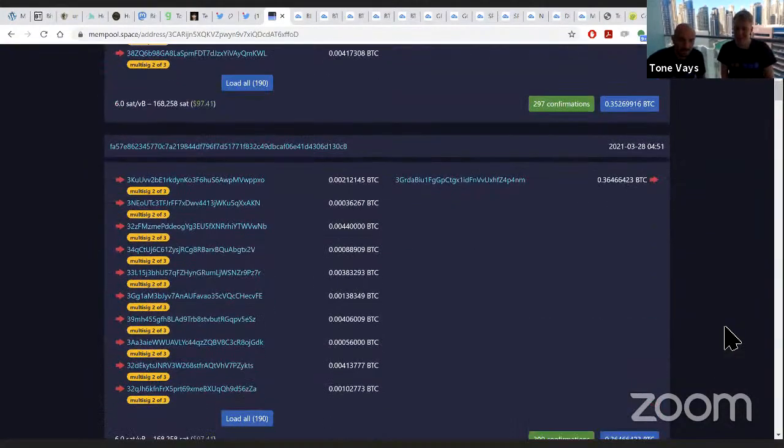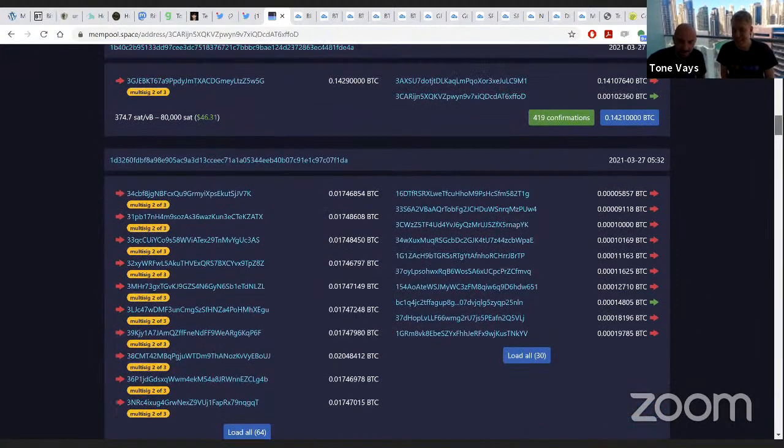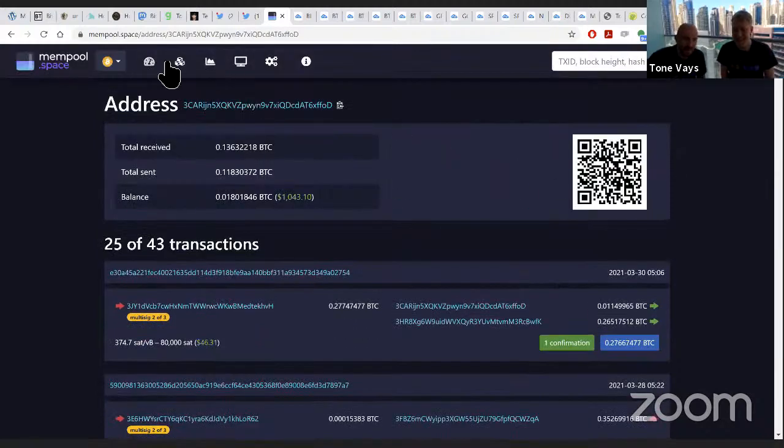Wow, it's a pretty neat looking block explorer. You learn something new every day. I did not even know this was also a block explorer. Cool. Yeah, so that's great.